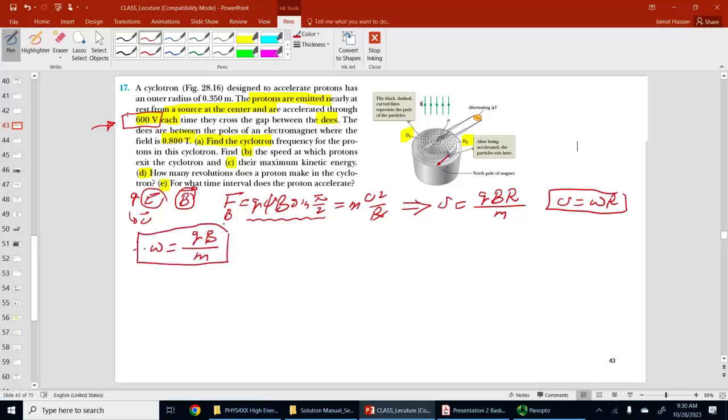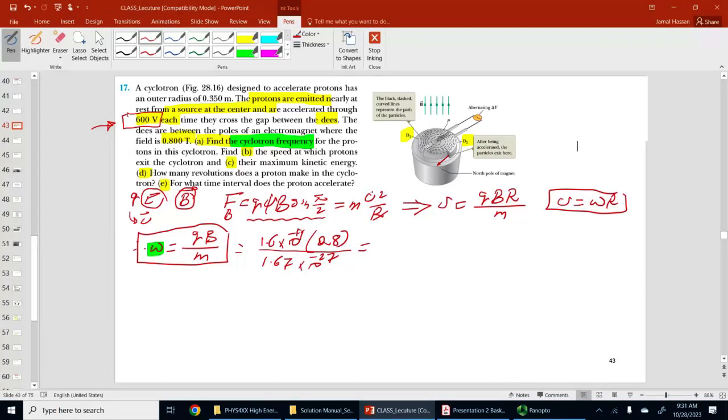And omega in this case is actually the cyclotron frequency. So for the cyclotron frequency, basically you find omega. This Q is equal to 1.6 times 10 to the power minus 19. This is for a proton. Multiplied by B, which is 0.8, divided by the mass of the proton, which is 1.67 times 10 to the power minus 27. The question should provide this. You don't have to memorize it because I have done this many times, so I know. And you need to calculate this value.